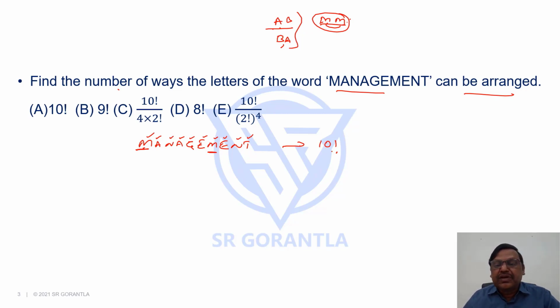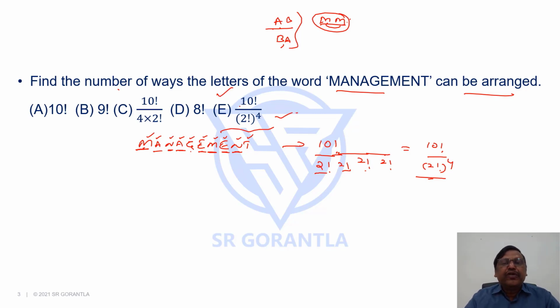Since M comes 2 times, we have to divide this by 2 factorial, because to that extent arrangements will come down. Similarly, A repeats twice, so divide by 2 factorial. Next, N also repeats twice, divide that by 2 factorial. And E is repeating, another 2 factorial. G and T are not repeating, so we will not take those. So my answer is 10 factorial divided by 2 factorial 4 times, which is 2 factorial whole power 4. My answer is choice C.